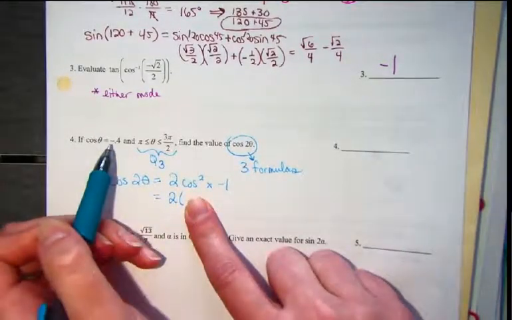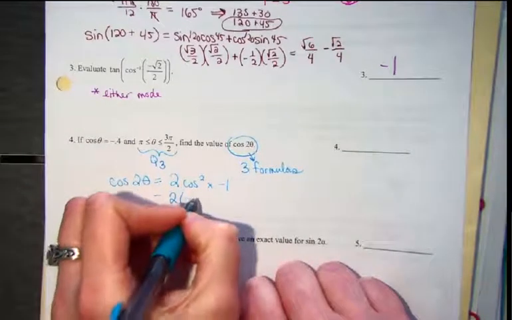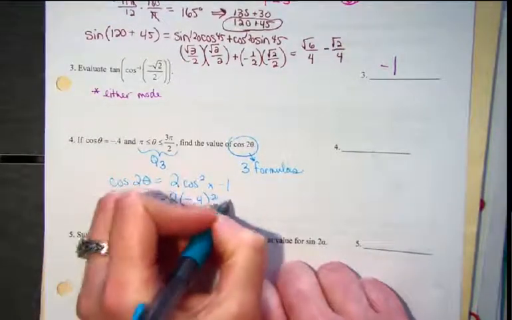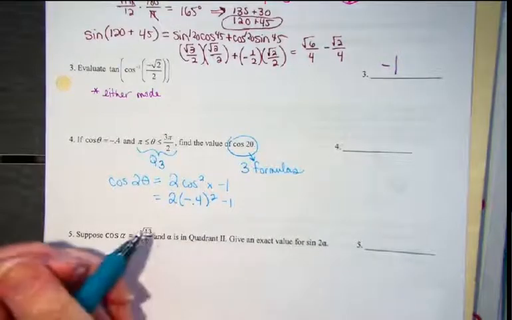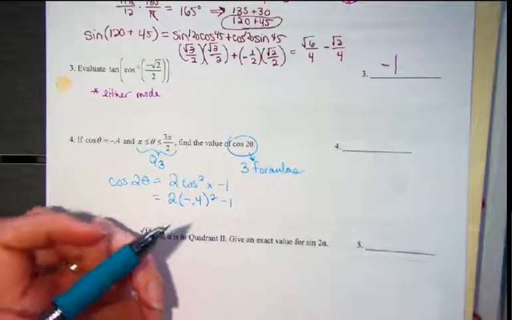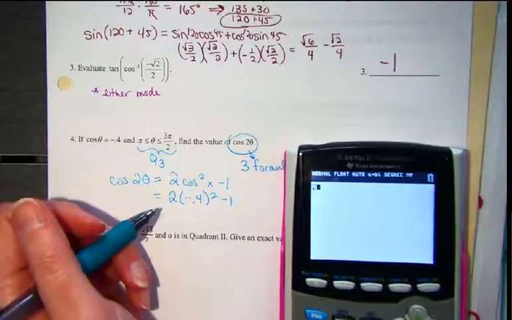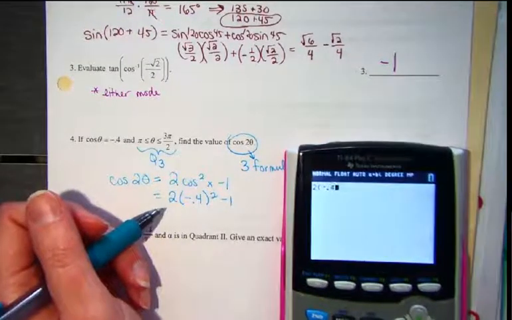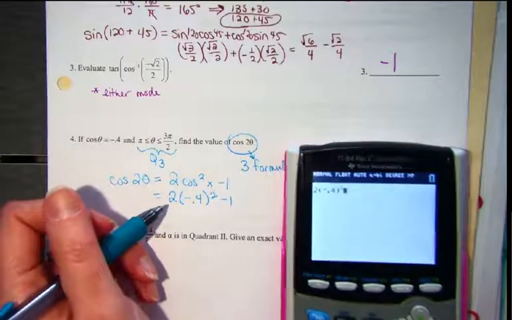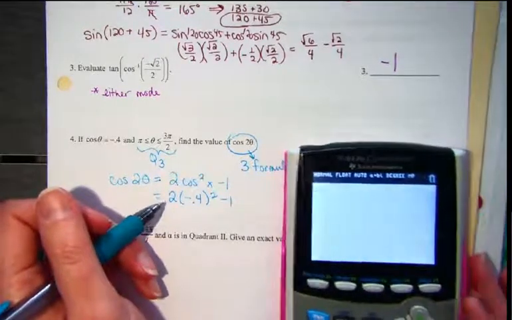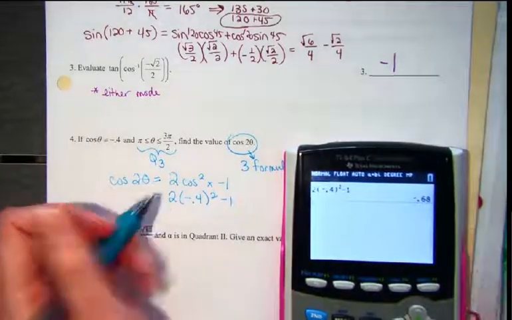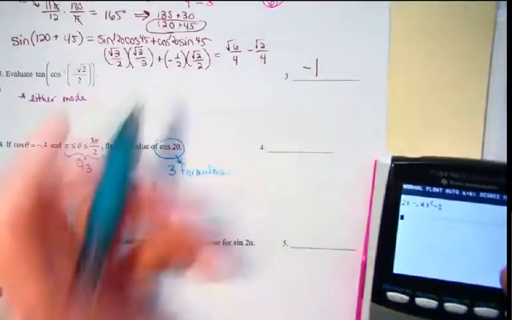Cosine x, it tells me, is negative 0.4. I need to take that value and square it, and I need to do it in parentheses. Here we go. 2 times negative 0.4 squared, and then subtract 1. 0.68. Negative 0.68.